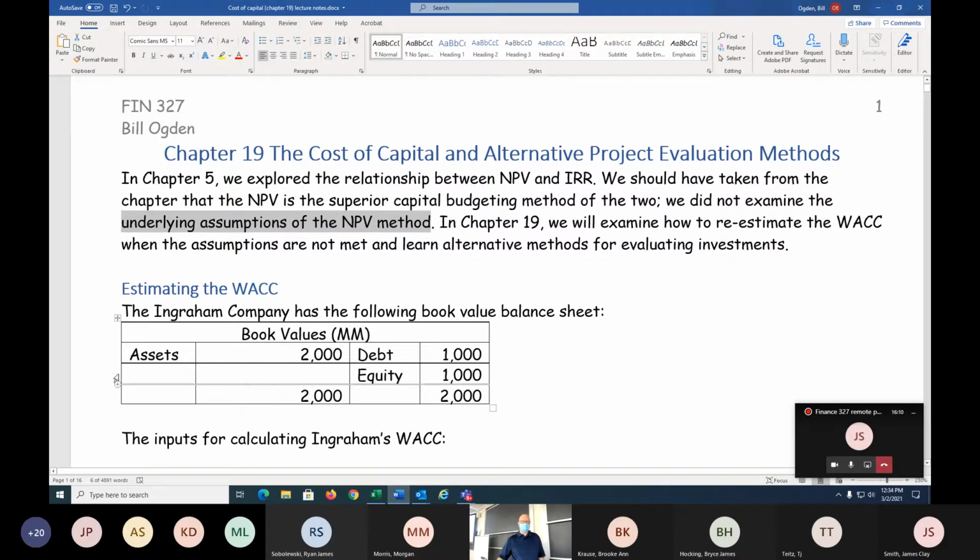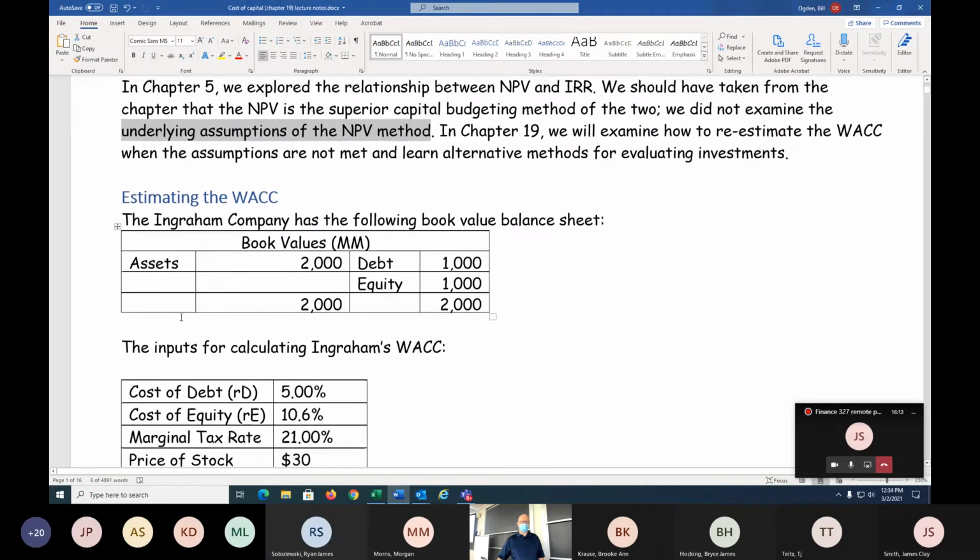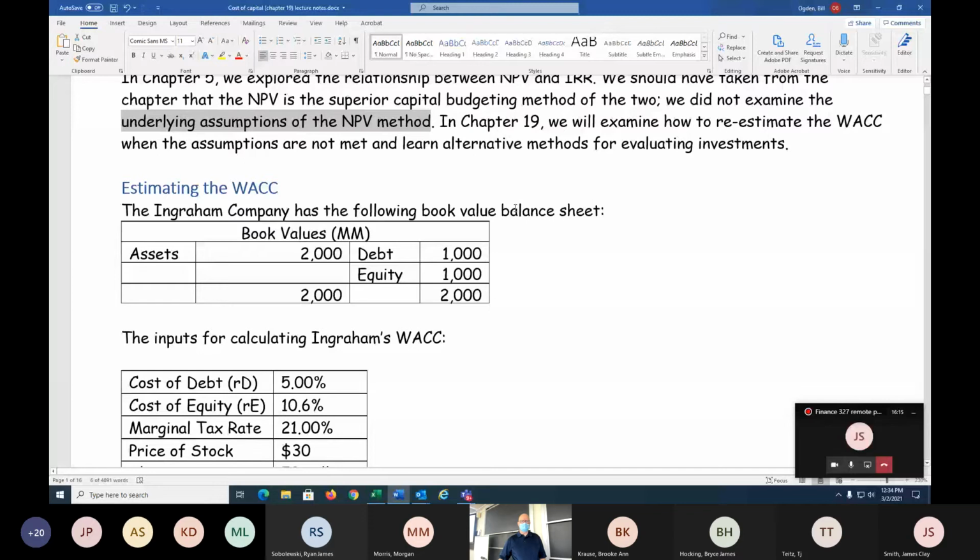Okay. All right. So I have an example. The Ingram Company has the following book values. Let's just call this thousands for now. They're millions, who cares? 2,000 in assets, and half of that is funded with debt, half is funded with equity. So we need to find the Ingram Company's cost of capital. That's what we're going to do, because if they're going to do an NPV analysis, that would be the right discount rate for an NPV.